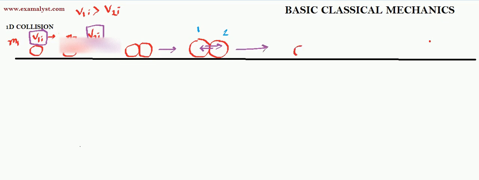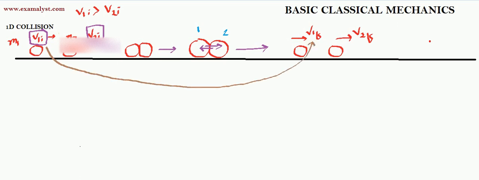Then after the expansion has been done, what is the next stage? The final stage after collision is they get separated, and now ball 1 has a velocity v1f and ball 2 has a velocity v2f. Agreed? I hope you understood why v1i got converted into v1f. It's because of the reaction force by 2 on 1 during expansion. And why did v2i get converted into v2f? It's because of the reaction force by 1 on 2 that increases the velocity of 2.